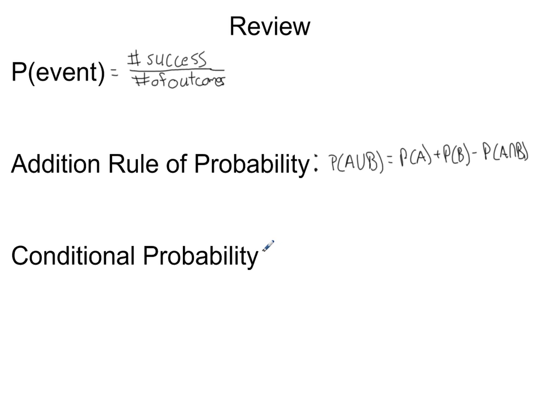Conditional probability is probability with a condition, and that condition is that something else has already happened. For example, the probability of event A given that event B has already happened. To calculate that, you take the probability of A and B happening and divide it by the probability that B will happen. I like to think of this as modifying your sample space. We're changing the size of the sample space after B occurs.